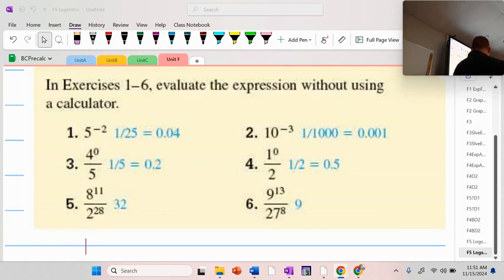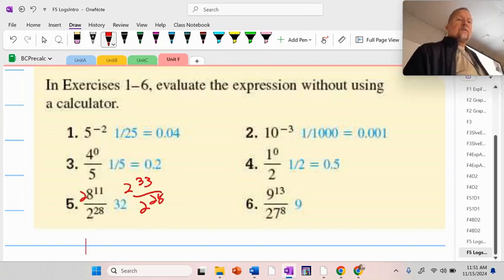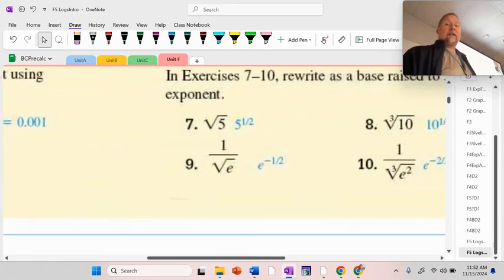But these are just exponent rules. What's anything to the 0 power? 1, so that's 1/5. 5 to the negative second is 1/25. This was weird. I had to work this one out with people. 8 is 2 to the 3rd, right? So 2 to the 3rd to the 11th. So that's 2 to the 33rd. 2 to the 33rd over 2 to the 28th. All I did is make this as 2 to the 3rd and then multiply these exponents. You got to know your exponent rules because you're going to learn what a logarithm is today. And a logarithm is just another way of writing an exponent.